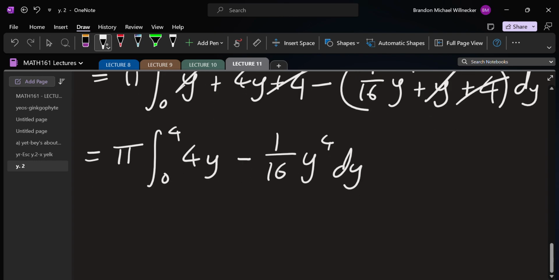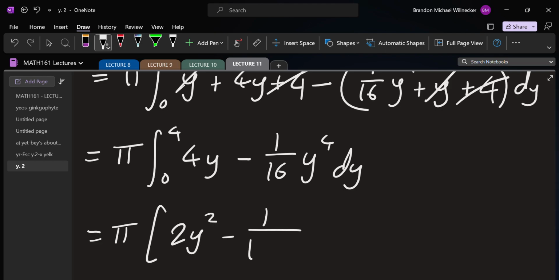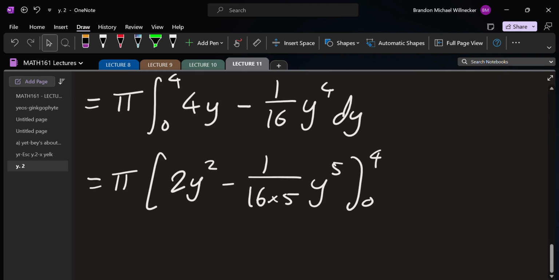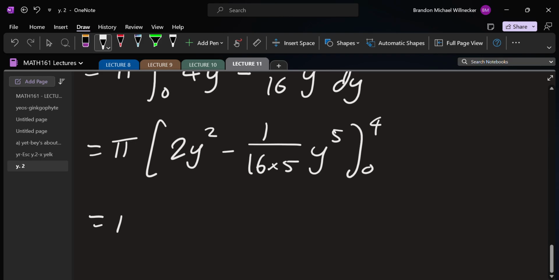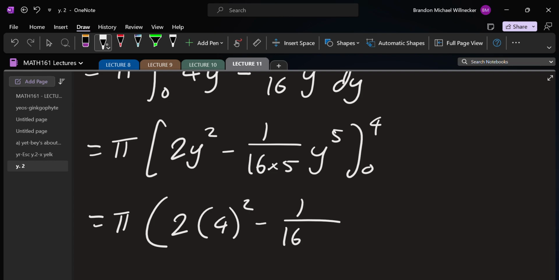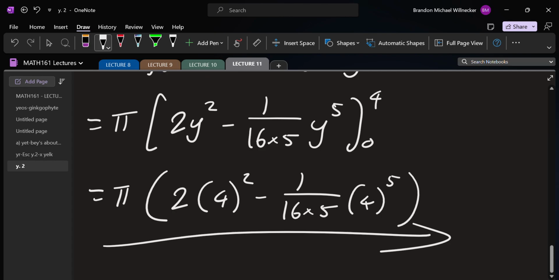Okay, so then we have pi integral from 0 to 4. 4y, that stays, minus 1 over 16 y to the 4. That stays, dy. Good? Okay. Then that will be pi, 2y squared minus 1 over 16 times 5, y to the 5, 0 to 4. Is that good? Okay. And then pi, the 0 doesn't do anything, so it's going to be 2 times 4 squared minus 1 over 16 times 5, 4 to the 5. Good? Okay, so we end up with that.